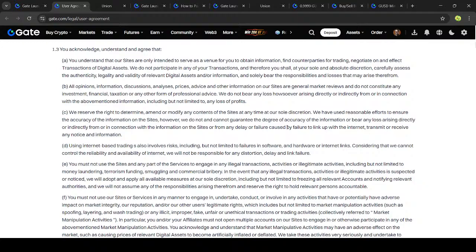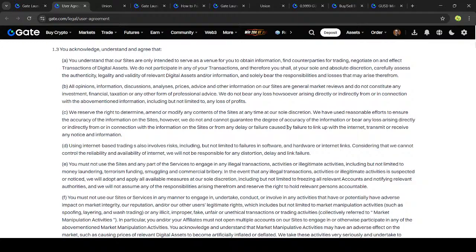So the digital asset holder bears the responsibility and loss. All opinion, information and discussion, and price advice and information outside, do not constitute any investment, financial, tax or any form of professional advice, and we do not bear any loss however arising directly or indirectly or in connection with the information, including but not limited to any loss of profit.